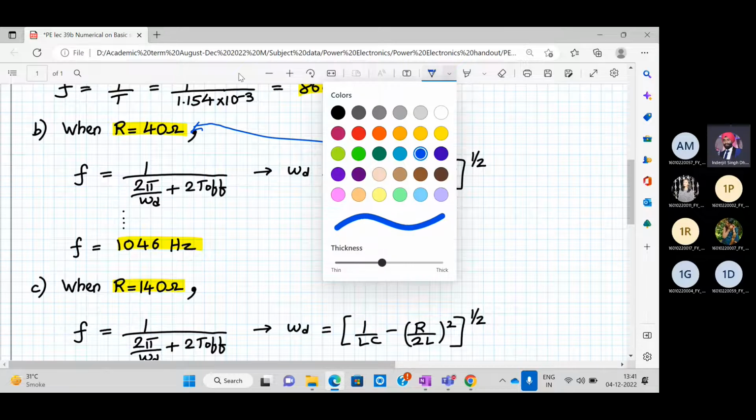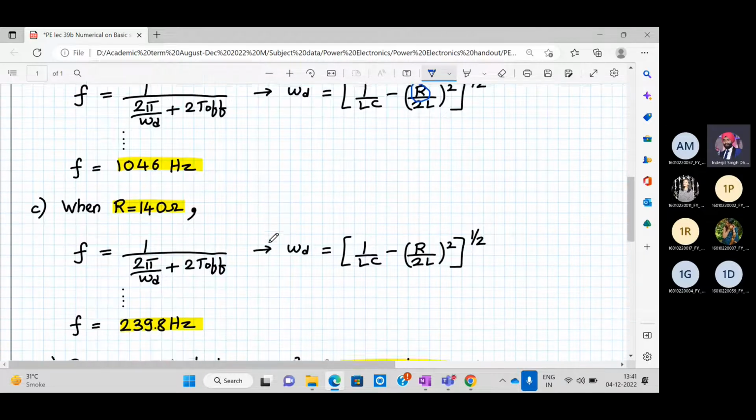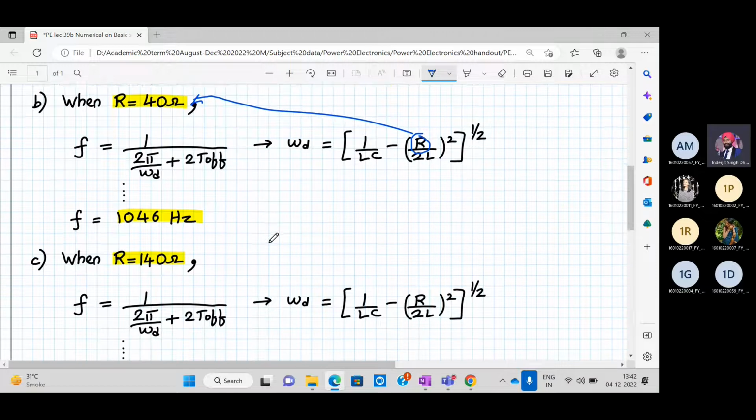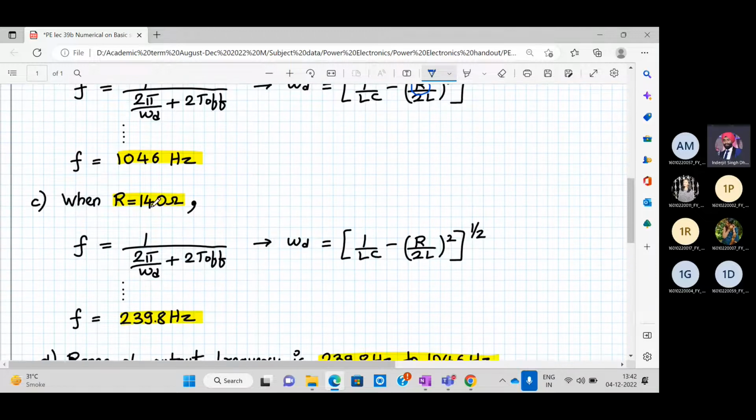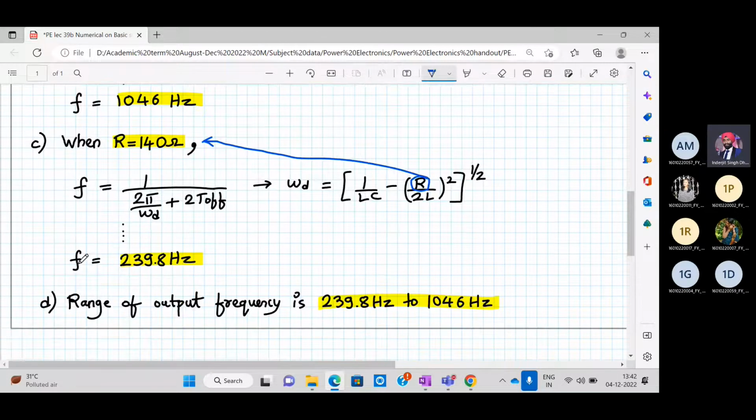the inverter frequency. Now the second case you can do on your own. When R is 140 ohms, substitute the value of R as 140 ohms over here, and then you will get a new value of omega d; put it in this formula and calculate the value of F.